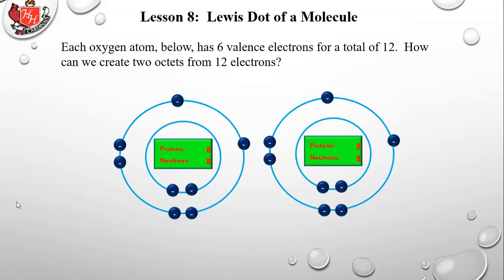So it's kind of like a little puzzle. How do you get 2 octets, an octet for each of those 2 oxygen atoms, when you only have 12 electrons in the valence orbital total to work with?